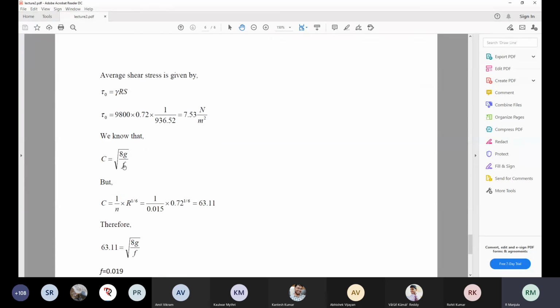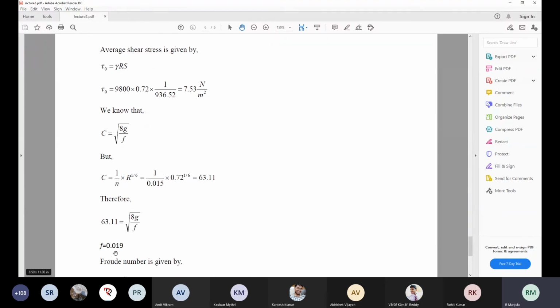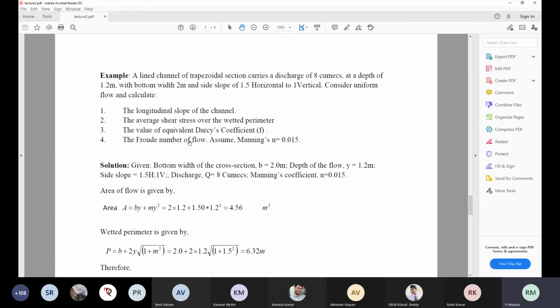Then your Chezy's coefficient is square root of 8g by f, the relation between Chezy's coefficient and f value. We already know n, because C and n are related with C equal to 1 by n, R power 1 by 6. So n is known, R is known, find C. After finding C, substitute here, find f. So f is also found out. So three parts of the problem are over: longitudinal slope, average shear stress, then Darcy's coefficient.